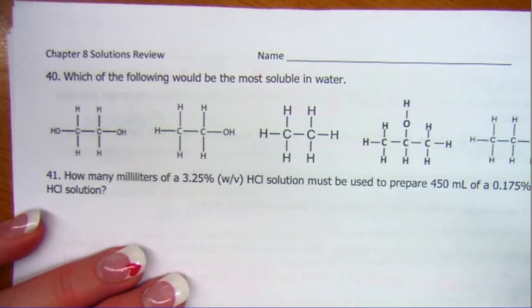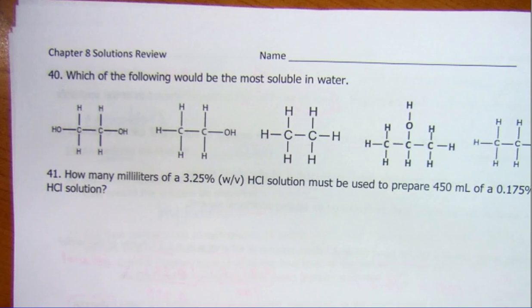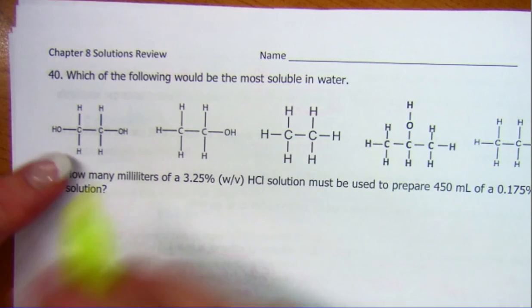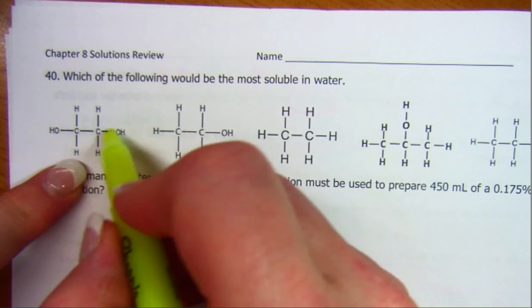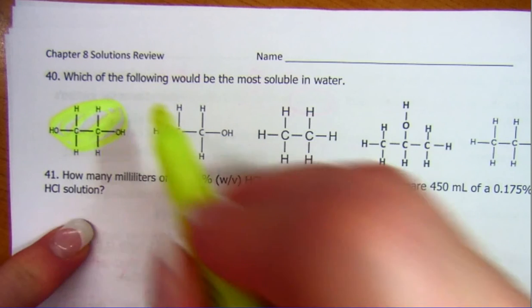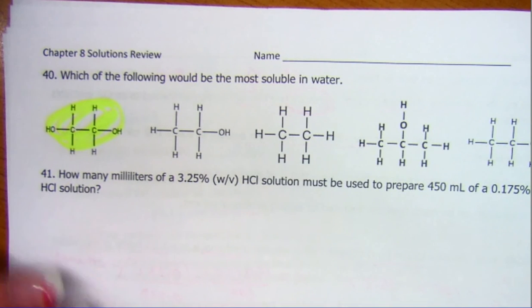Running out of time. Okay, which of the following would be most soluble in water? You're looking for the smallest that has hydrogen bonding. Both of these are small that have hydrogen bonding, but this one has 2 sets of hydrogen bonding, so it would be this one.